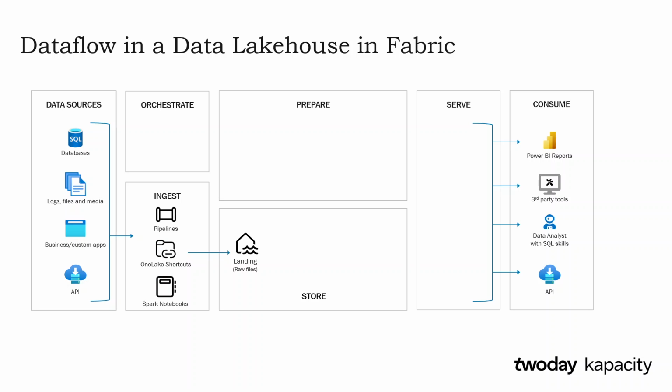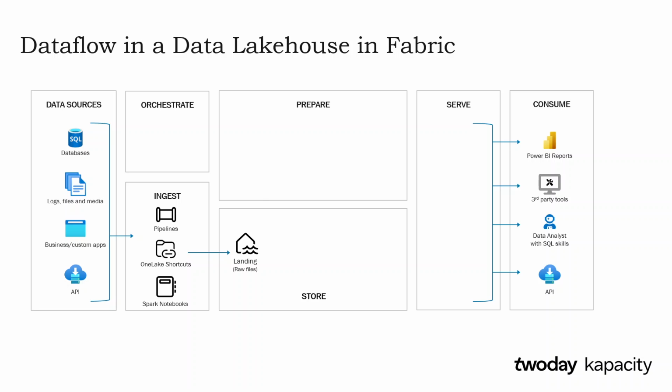First, we have the ingest part. Here we have multiple options to extract the raw data from the sources and then land it in a lakehouse item. In this architecture, we call it landing. It could also be called raw or bronze. There's different naming conventions for this, but we have different options to ingest the data.